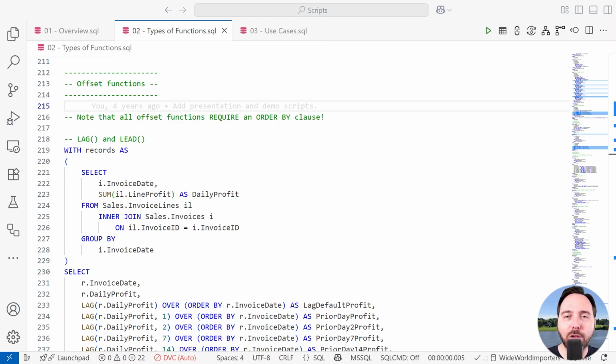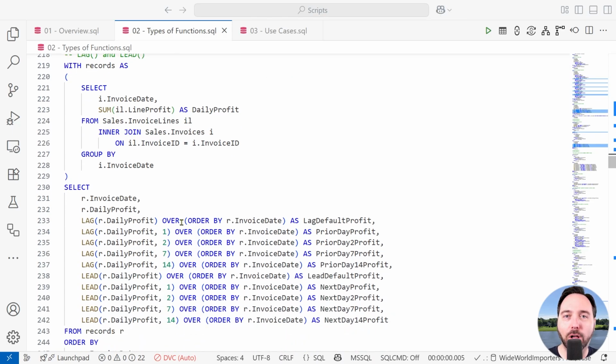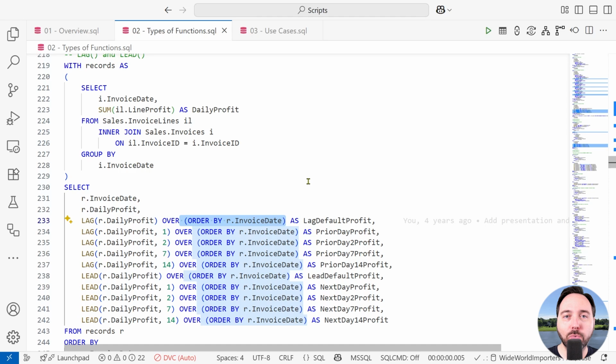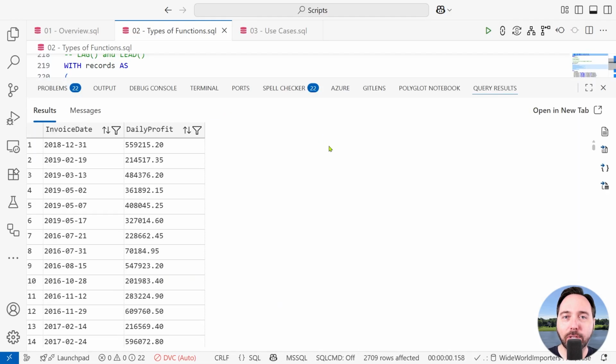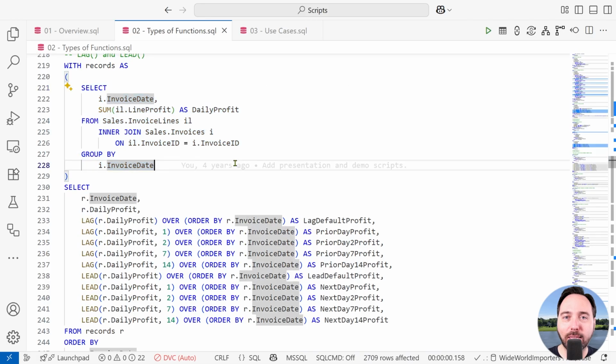Just like ranking window functions, offset window functions require an order by clause. To demonstrate these 2 window functions, I'm going to start with a common table expression that aggregates line profit by invoice date, and we'll call that daily profit. Running the contents of this common table expression, I have 2,709 rows to play with. The main query has a variety of lag and lead calls.